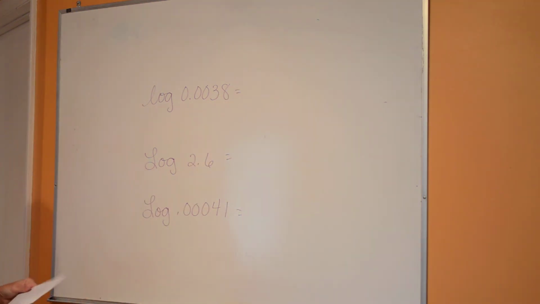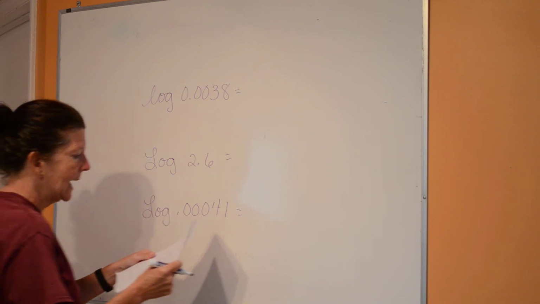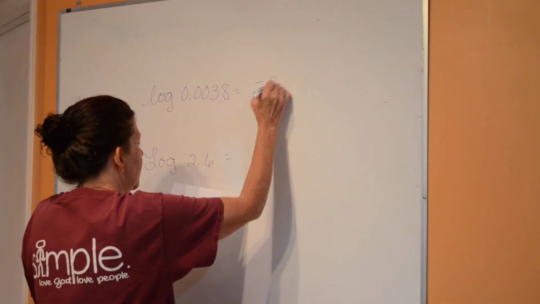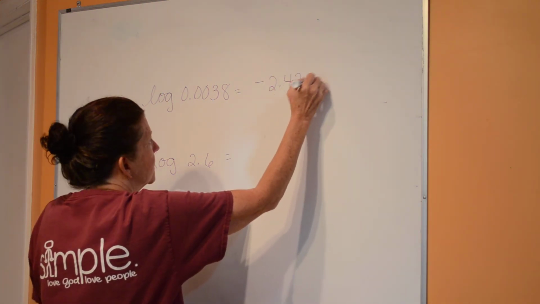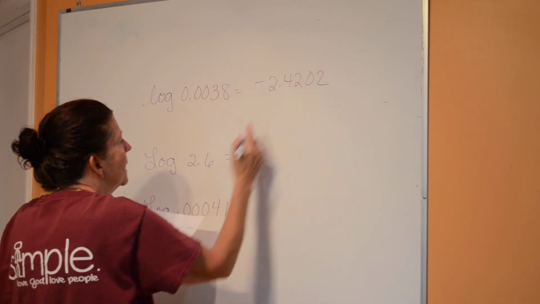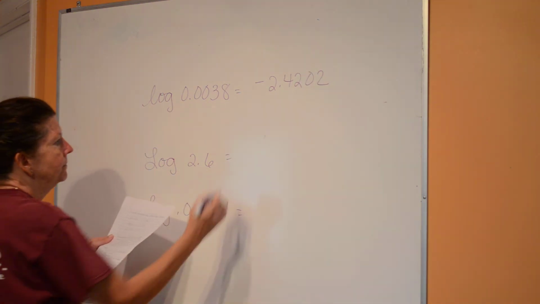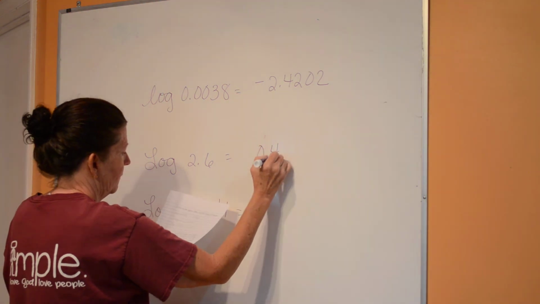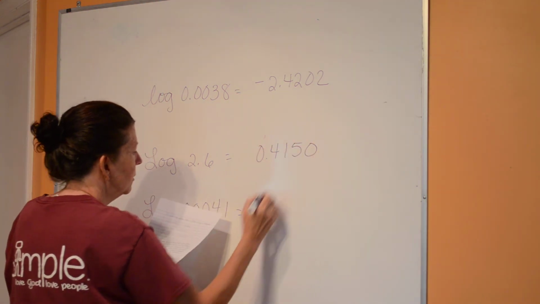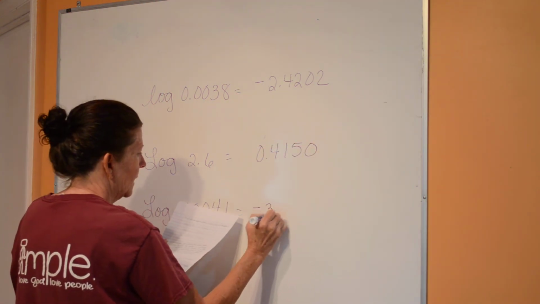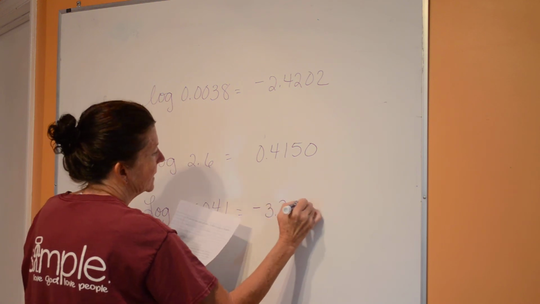All right, when you punch those into your calculator, the log of decimal 0.038 should give you negative 2.4202, and you're rounding to 4 places. This one should give you 0.4150, and this one should give you negative 3.3872.